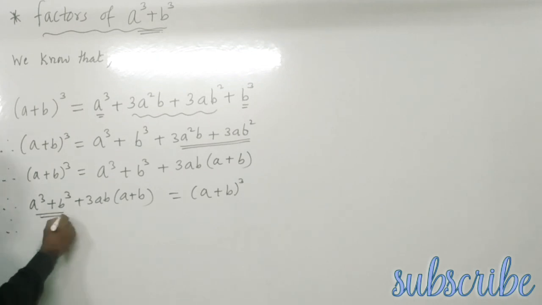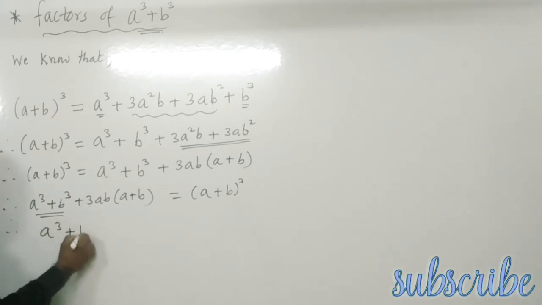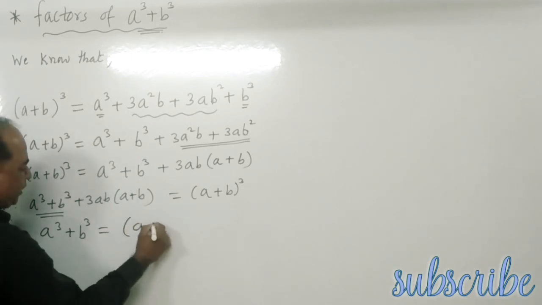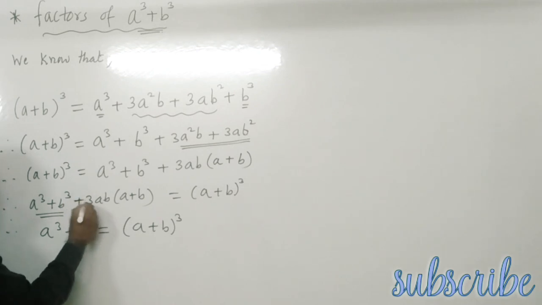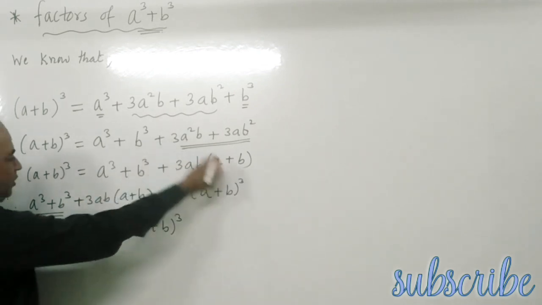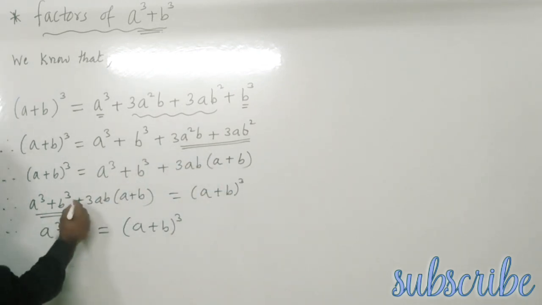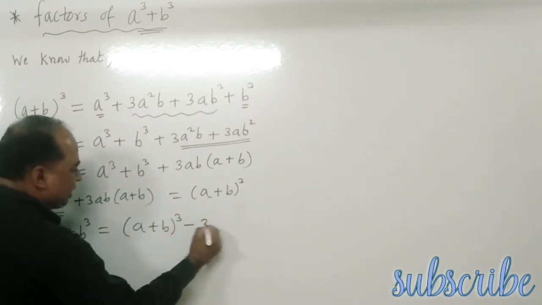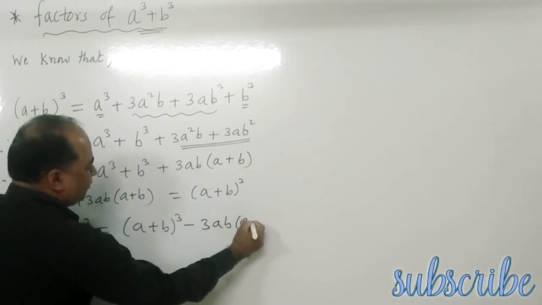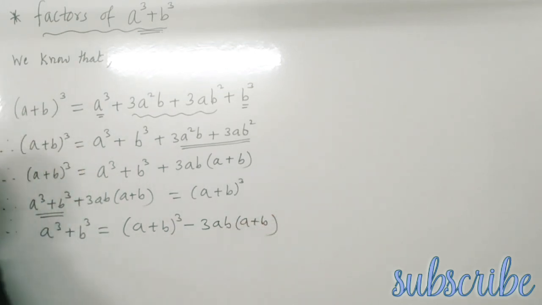Now our requirement is a cube plus b cube. We have to find factors of a cube plus b cube. So a cube plus b cube is equal to (a plus b) cube. Just take this plus 3ab into (a plus b) to the right hand side. So the plus sign will change, it will become minus 3ab into bracket (a plus b).